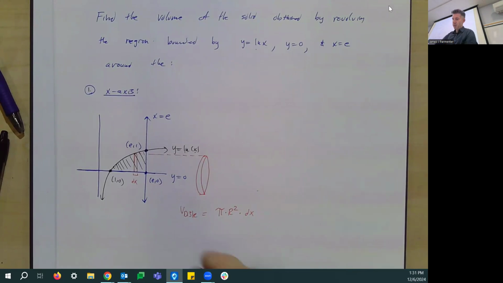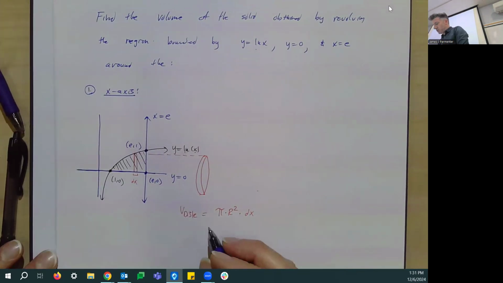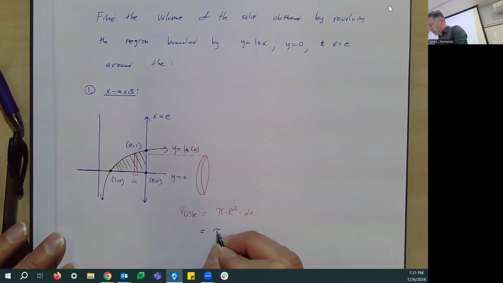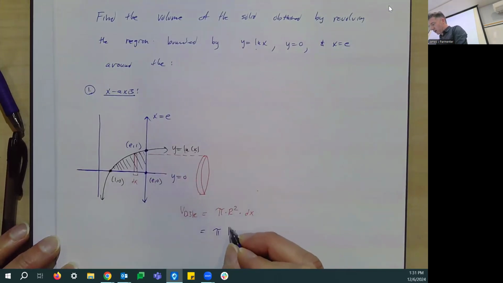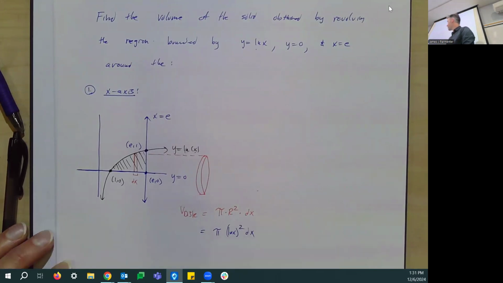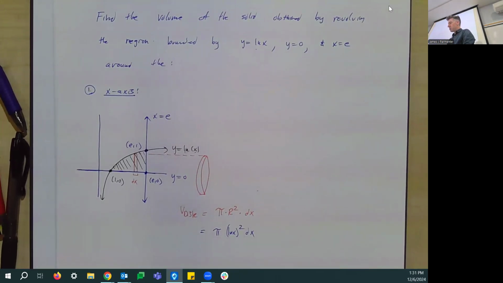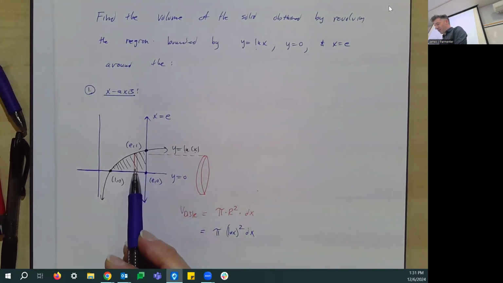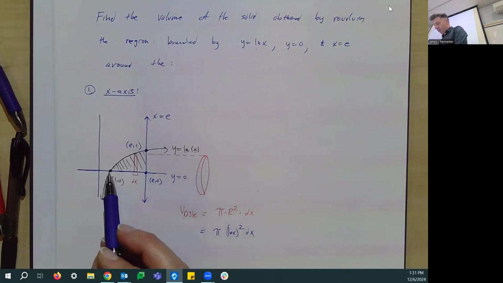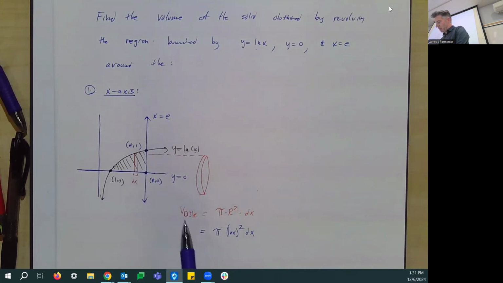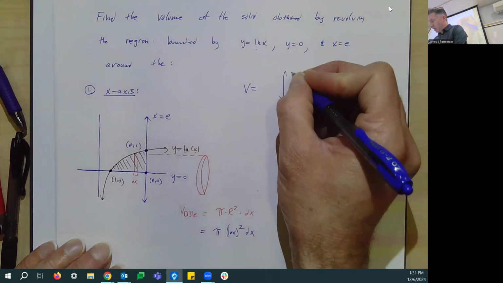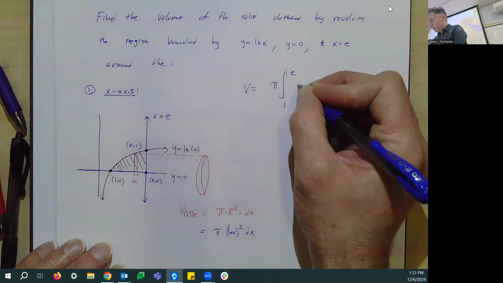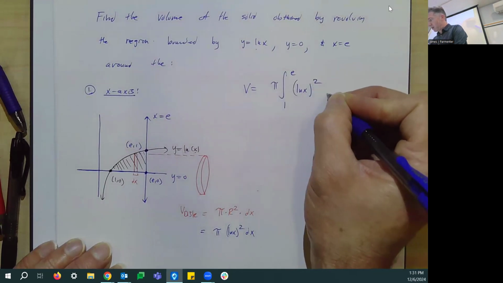Okay, so let's see what we've got here. In this case, the volume of our disk is going to be pi times our radius, which is the height of the strip, the natural log of x, squared. So then we're going to integrate this volume from as far left as 1 to as far right as e. So our volume here is going to be the integral from 1 to e. I would put the pi out in front, the natural log of x quantity squared dx.